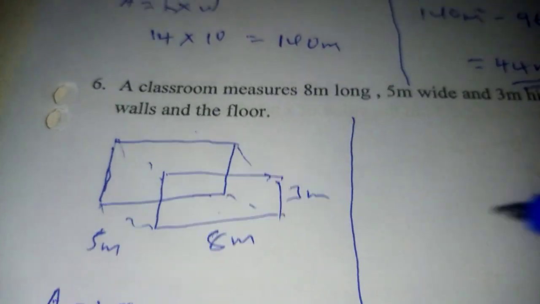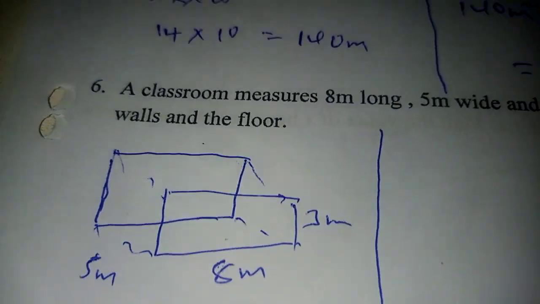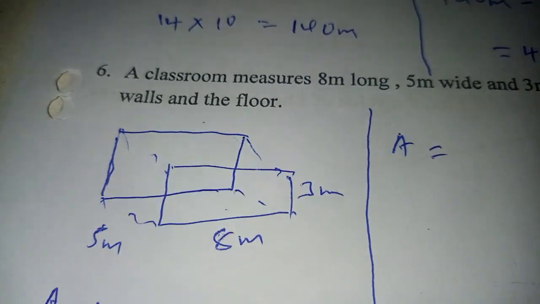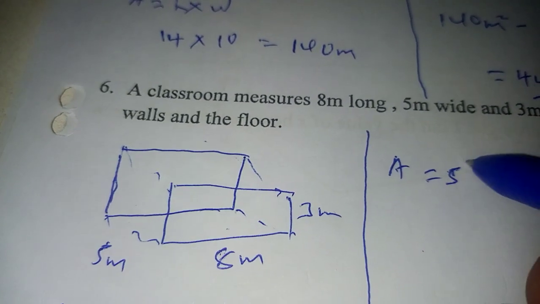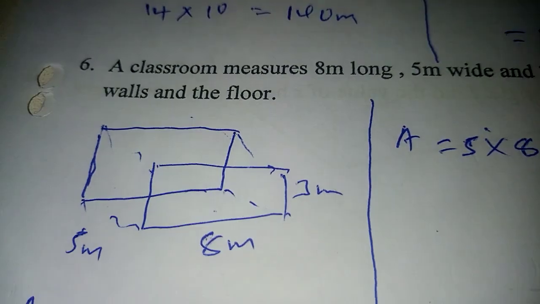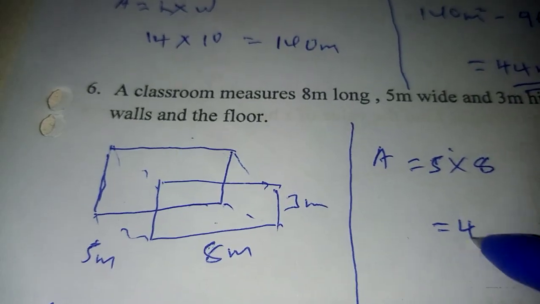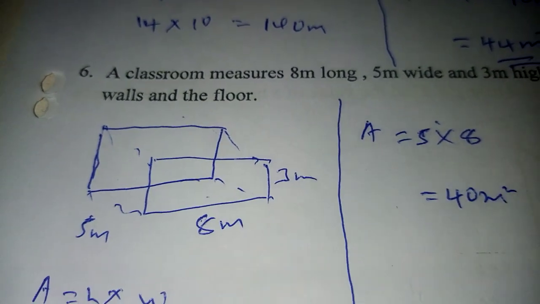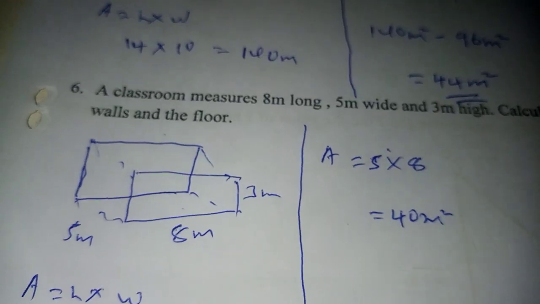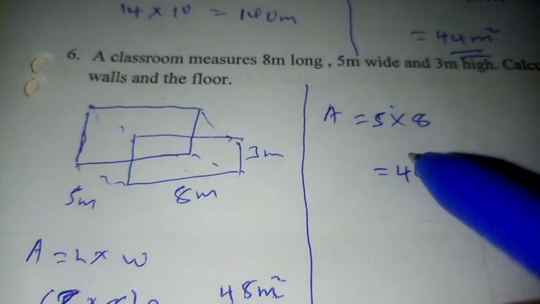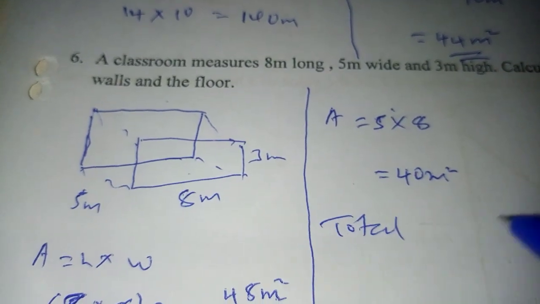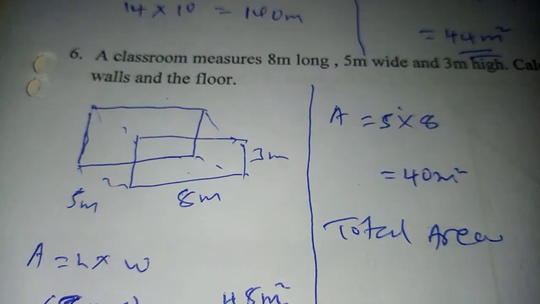And now lastly here, we are having the area of the floor. Area of the floor is 5 times 8. It's just 5 times 8 because we don't have the upper one. So this is 40 meters squared. After there, we add the total area.